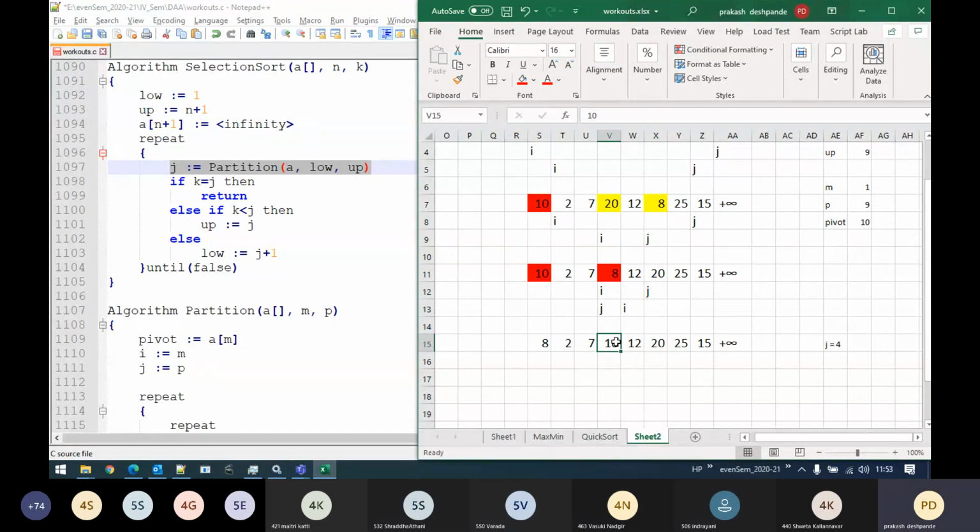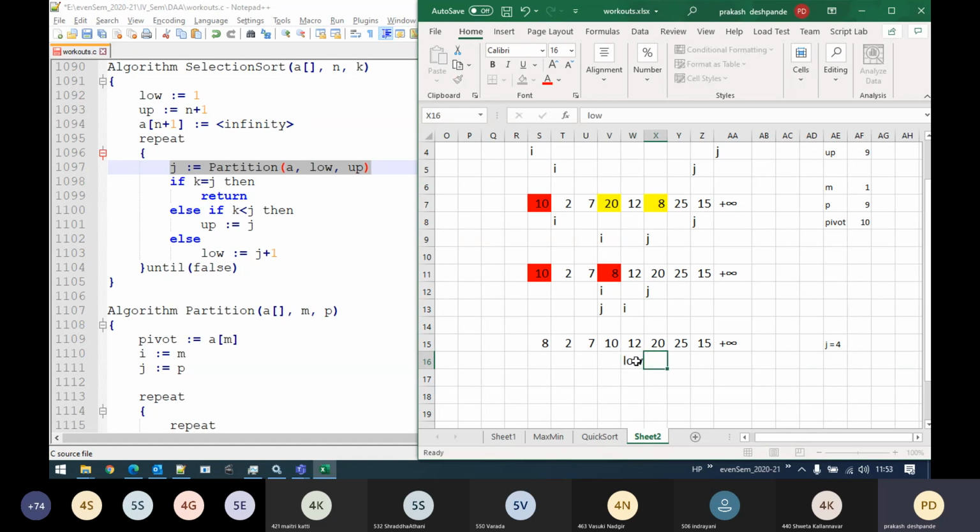The position of this partition is 4, but we are bothered to look at position 6. Means that position 6 will definitely come on the right hand side. Means now I need to only look upon these elements. So my low value now will become j plus 1. If you look into the code here, under the else block, we have low is equal to j plus 1. J is 4.